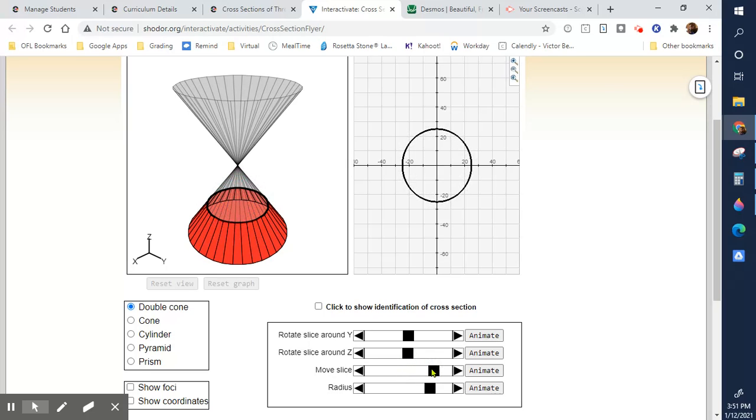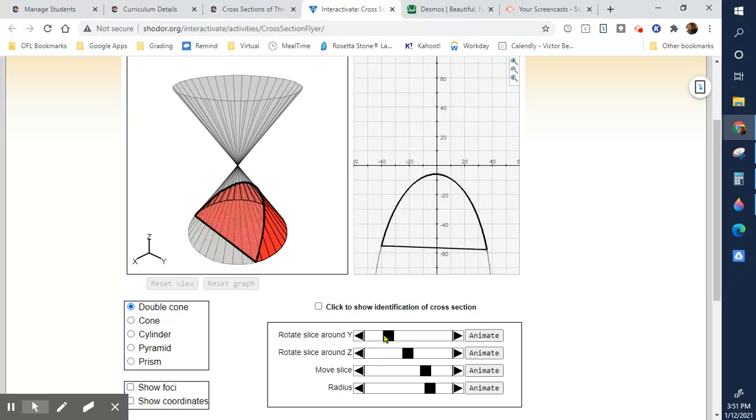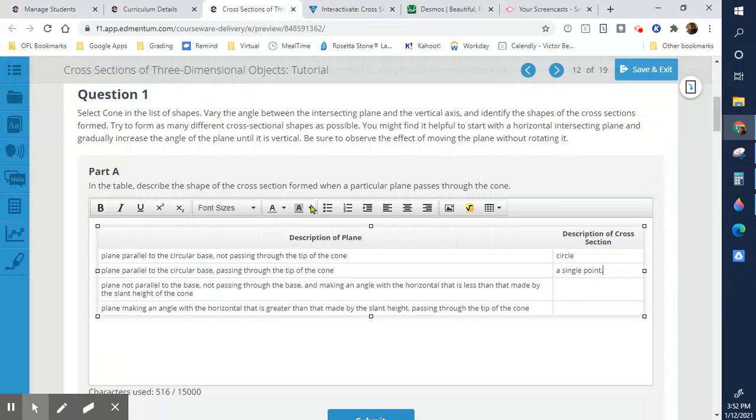So I'm going to move it up a little bit, change the angle, and we want it less than this angle side right here. So what we get is this little oval, and that's actually called an ellipse. Or let's call it an oval. I don't think we've used the language of ellipse yet. So we're going to call it an oval. So a plane that's greater than the angle passing through the tip of the cone.